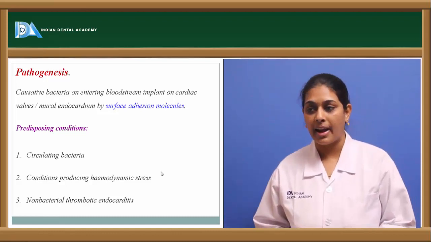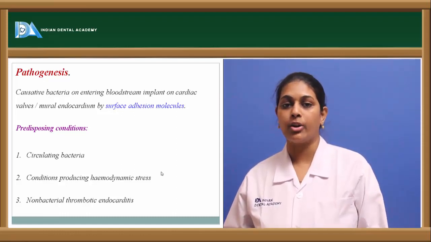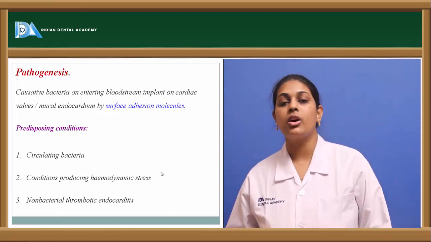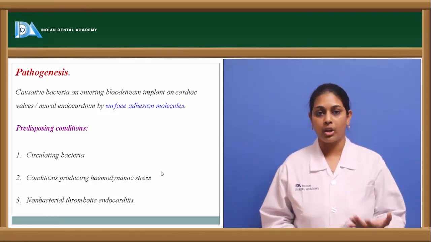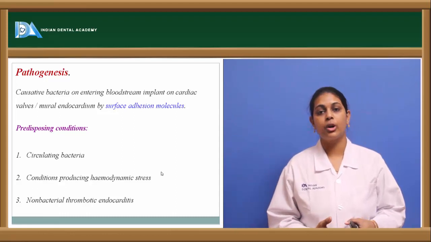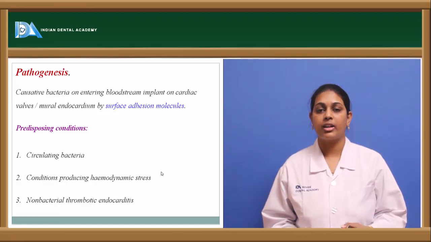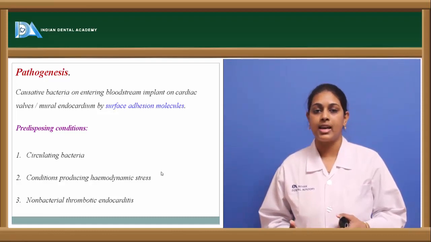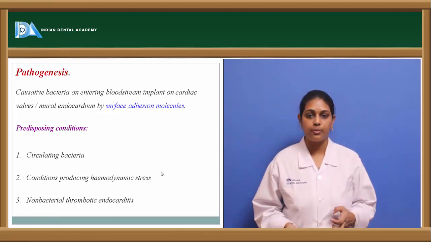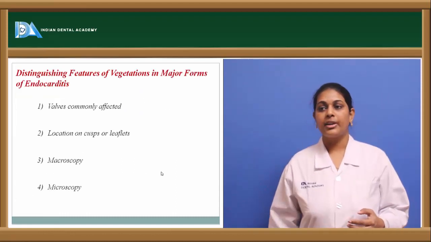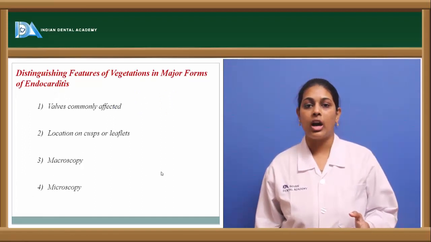Next is non-bacterial thrombotic endocarditis. This is because of the presence of previously damaged valves, which might result in accumulation of the bacteria and act as a predisposing factor for bacterial endocarditis to be established in the individual. So that is the pathogenesis and certain predisposing factors. Coming to the distinguishing features between the vegetations in the major forms of endocarditis.